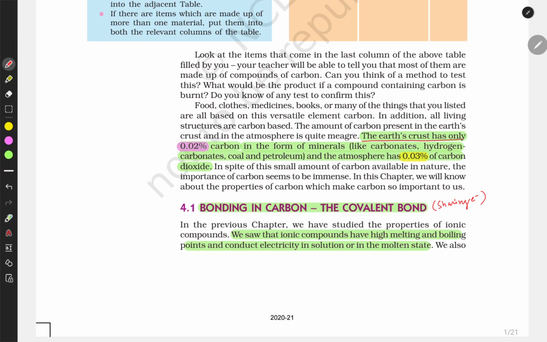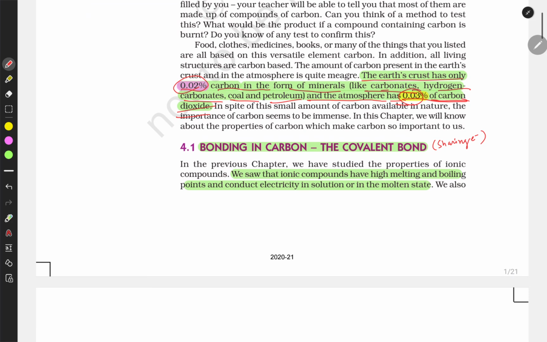The Earth's crust has only 0.2% of carbon in the form of minerals like carbonate, hydrogen carbonate, and coal and petroleum. And the atmosphere has only 0.03% of carbon dioxide. So, carbon is not present in a natural form in its pure form. It is present either as carbon dioxide in the atmosphere, and some minerals like carbonates, in very few amounts on the surface of the Earth and in the atmosphere.